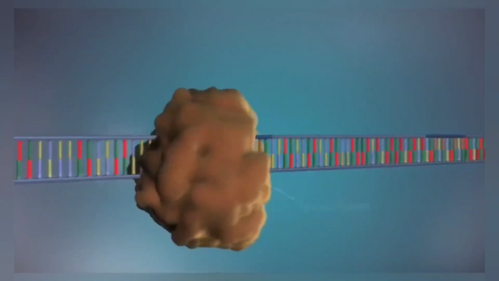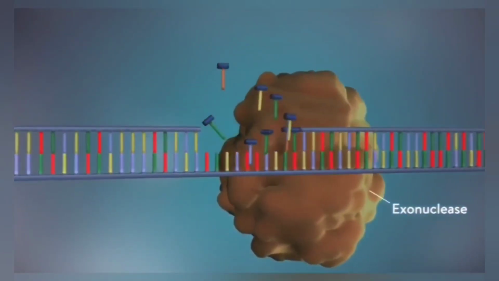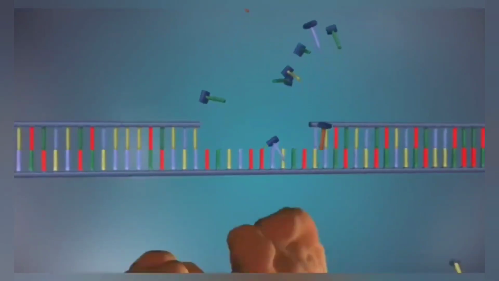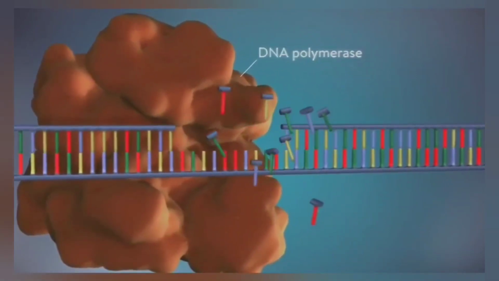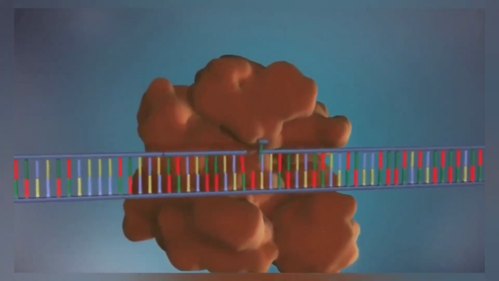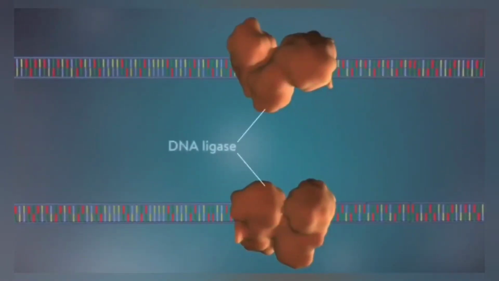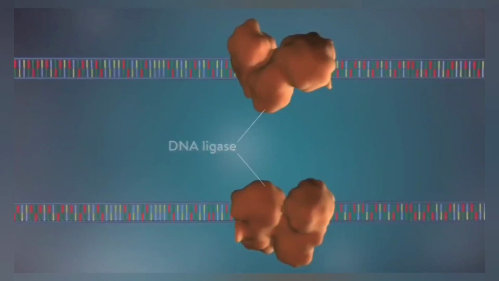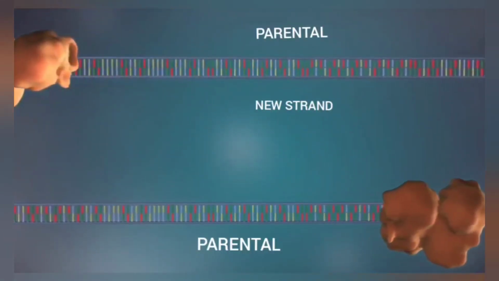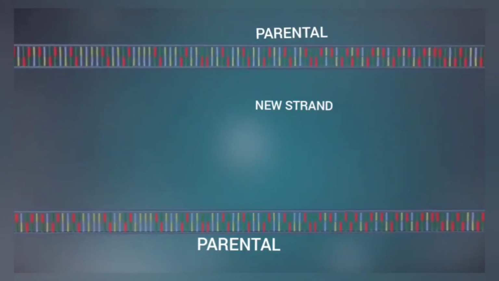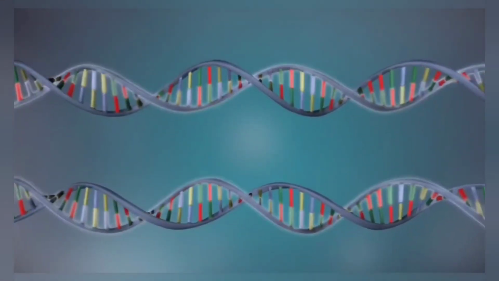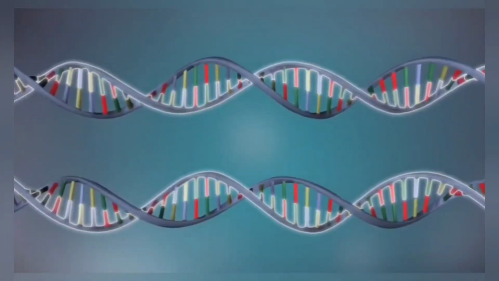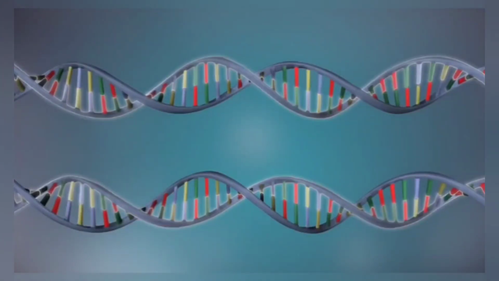As the process continues, exonuclease removes the RNA nucleotides while DNA polymerase I replaces them with DNA nucleotides. Once this replacement is completed, DNA ligase enzyme joins the segments and we get two new DNA. Each of the new DNA has one old strand and one new strand. Because it has an old and a new strand, we call it the semi-conservative method of DNA replication.